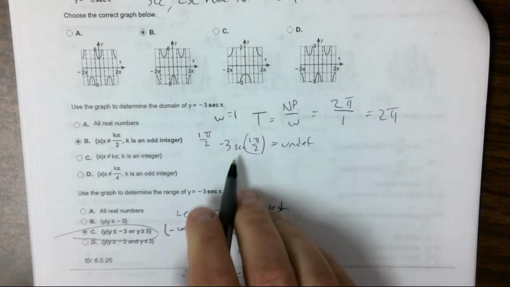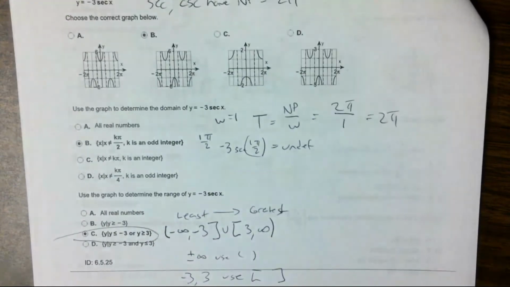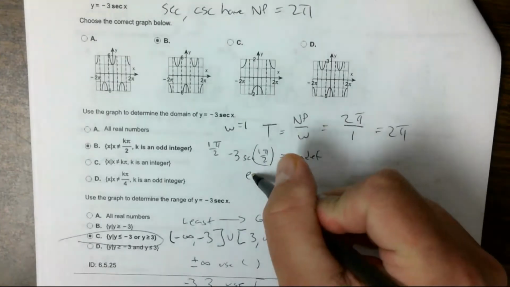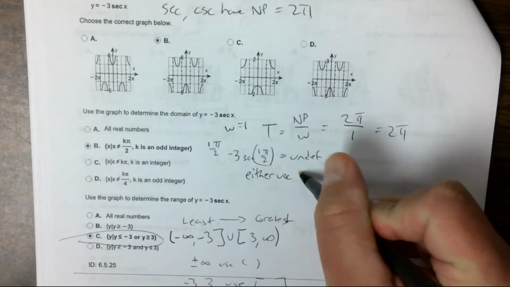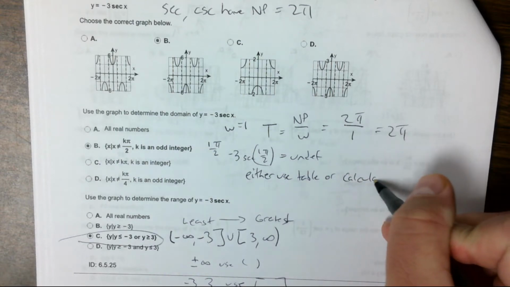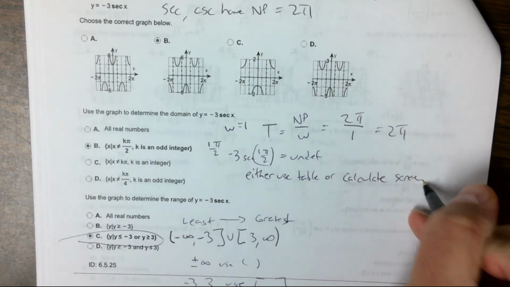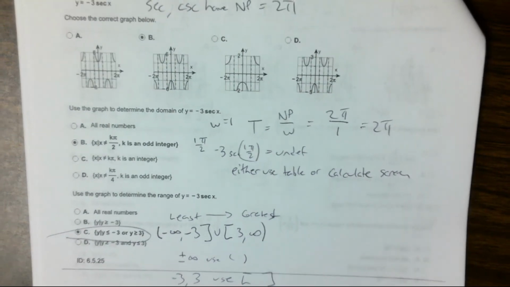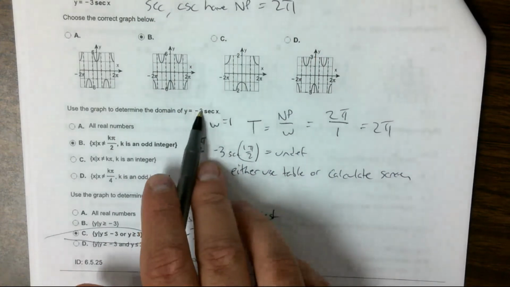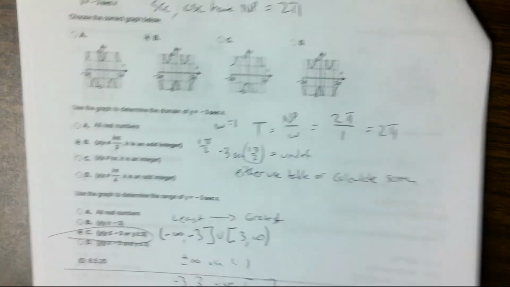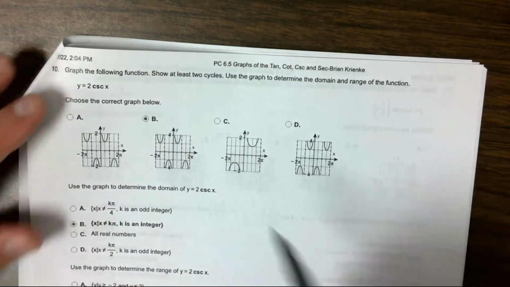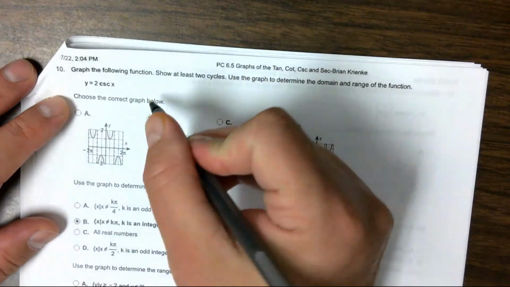So that was undefined. So guess and check, look in your calculator, either use the table or your calculate screen. Or your notes. But if it's your notes, then make sure nothing else changed. It's just repetition. Here's another one with cosecant, so that relates to sine.